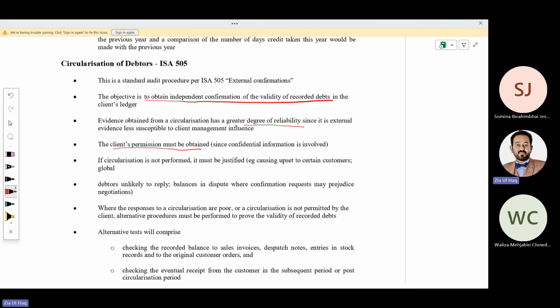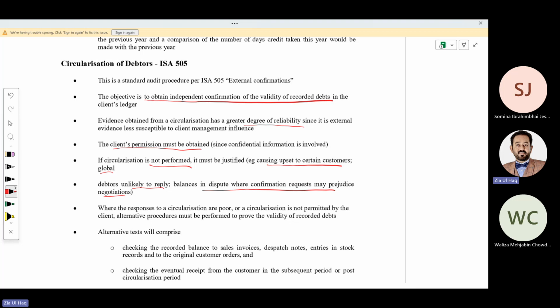So circularization is not performed. Why not performed? Because the client is saying it will upset my customers. Our customers are global, meaning foreign, so it requires cost. Our client doesn't give us permission. The debtor is unlikely to reply, or if we send the confirmation but the customer doesn't reply, in that case confirmation is not done, meaning circularization is not performed. Or the balance is in dispute, where a confirmation request may prejudice negotiation. Maybe there are some sales returns that have not been cleared, so the customer will not agree with the balance.